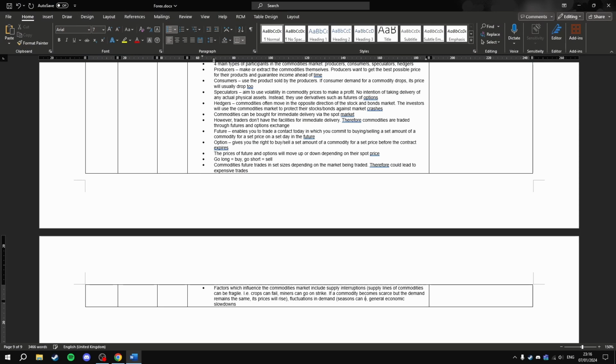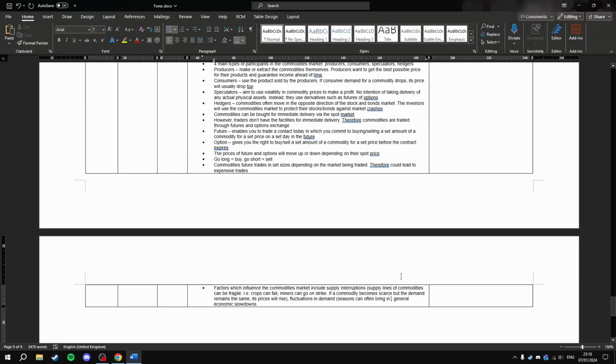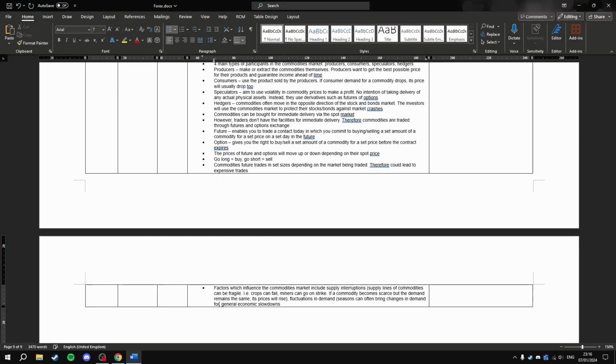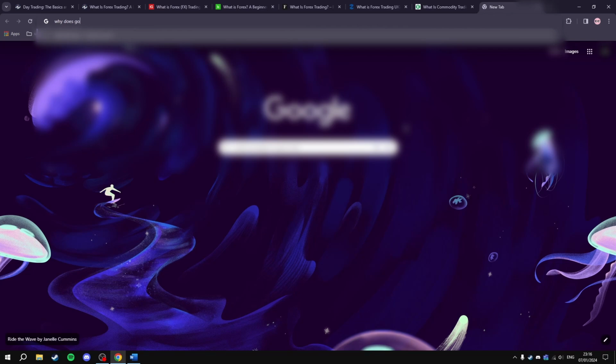Seasons can bring changes to commodities. Gold tends to become more popular during periods of political uncertainty. Why does gold become more popular during periods of uncertainty?